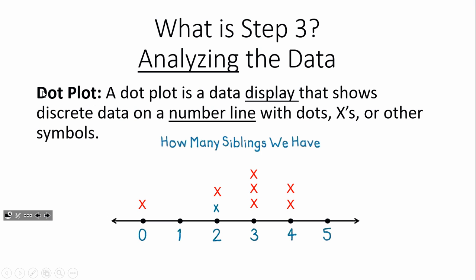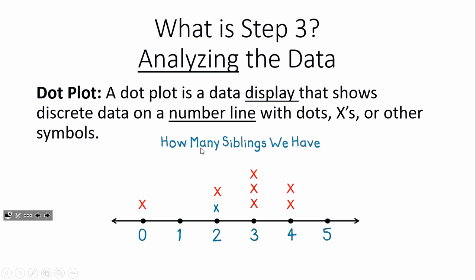And you might recognize this from last Friday when we did the M&M activity. We did something very similar. A dot plot is a data display that shows discrete data on a number line with dots, X's, or other symbols. Now you might recognize that word when we talked about discrete and continuous graphs. It's very similar. These are going to be broken up. They're not continuous.